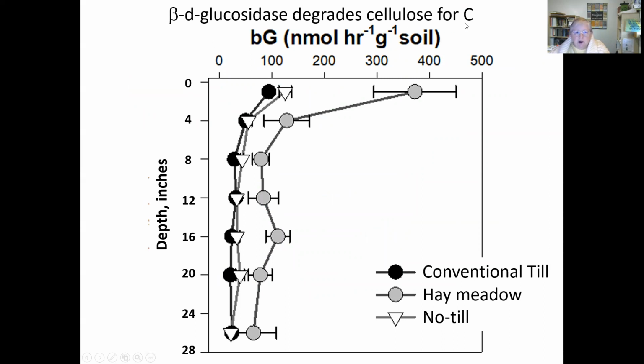But again, we can look at beta-D-glucosidase. This degrades cellulose, so it's a carbon forming enzyme. Very highly active in the hay meadow. Decreases as we go lower. There's a little bit of a bump in the clay pan, but really not much. Slight increase for the no-till over the conventional till. But again, they all drop off very quickly after we get past the surface.